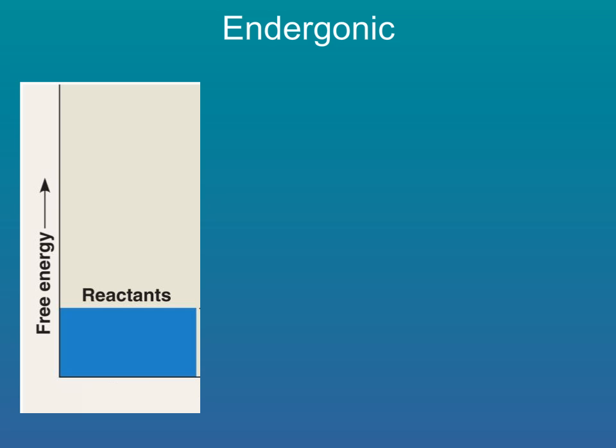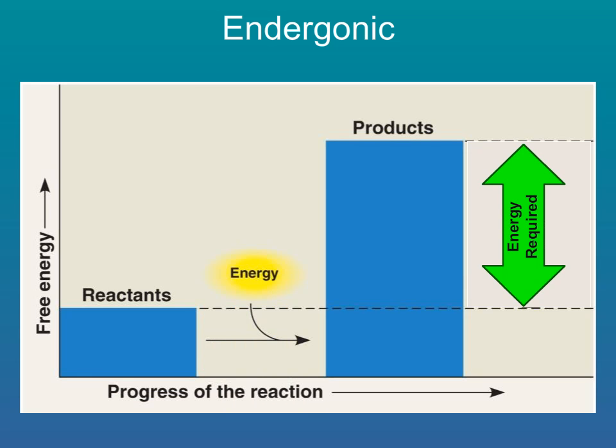Endergonic reactions are not spontaneous. There is not enough free energy to provide the energy required to form a product. So energy from an external source is required for endergonic reactions to occur. The products of endergonic reactions have a higher potential energy than the reactants.